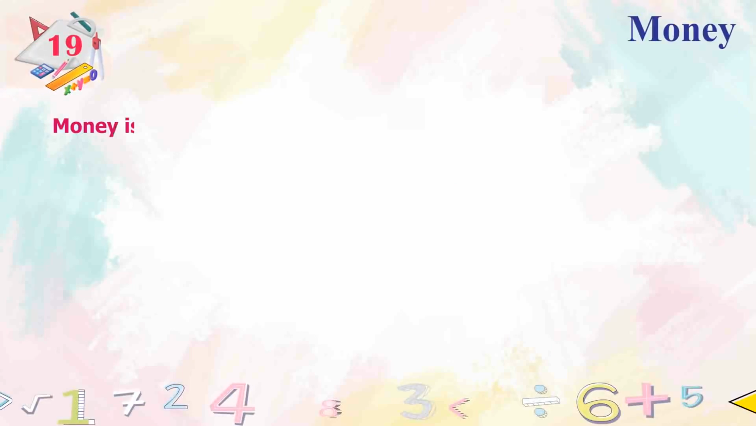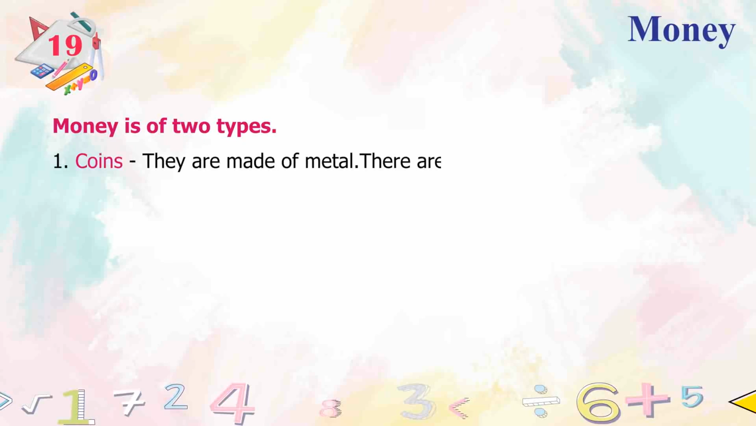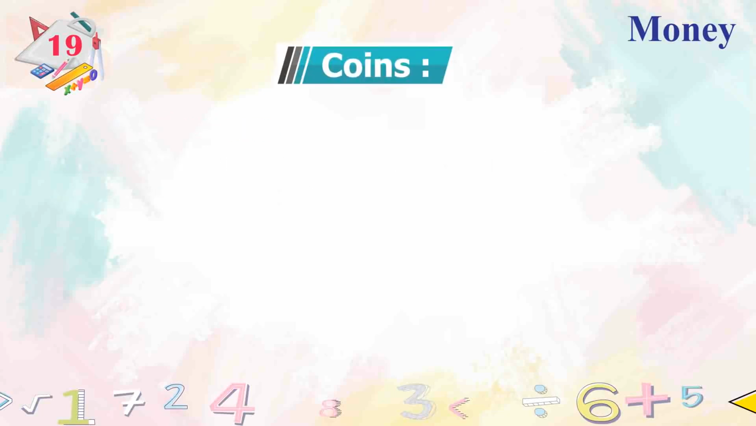Chapter 19. Money. Money is of two types. Coins, they are made of metal. There are 100 paise in 1 rupee. Rupee is the symbol of Indian rupee.